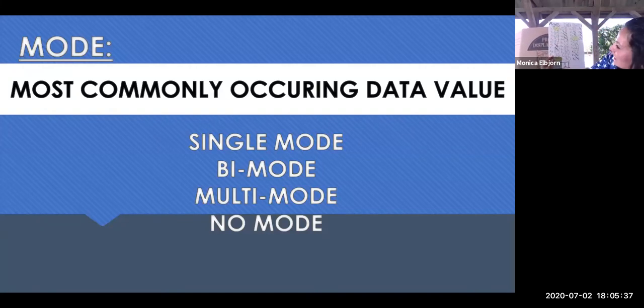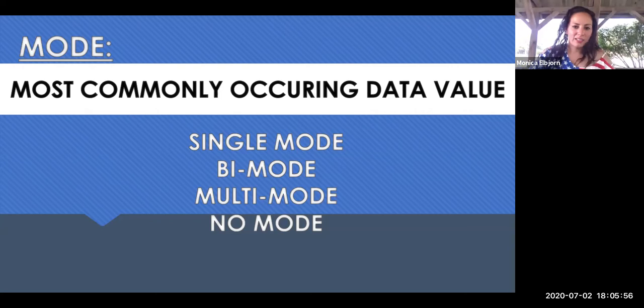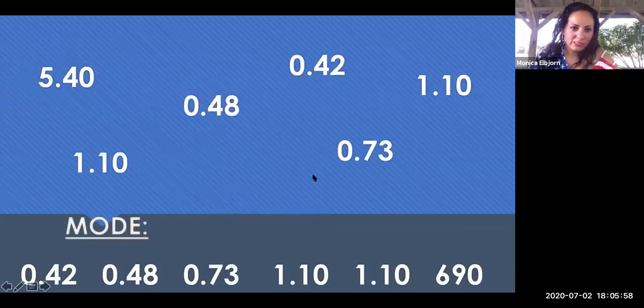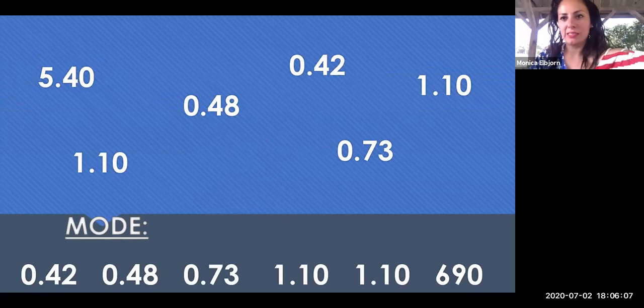So we got another 19. So we got 55, and this is 19, 19, 19. So that's a bi-mode. Very good. I have other examples, but I think you guys are getting it. So what will be our mode on this data set?